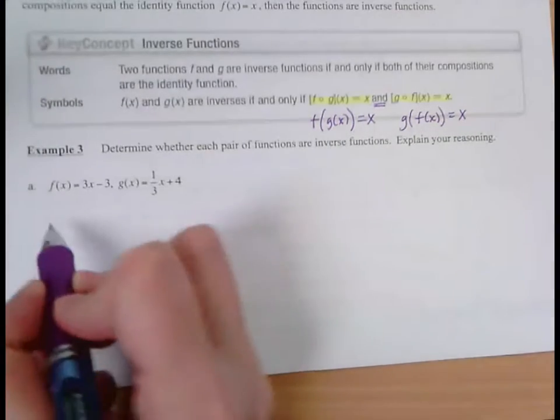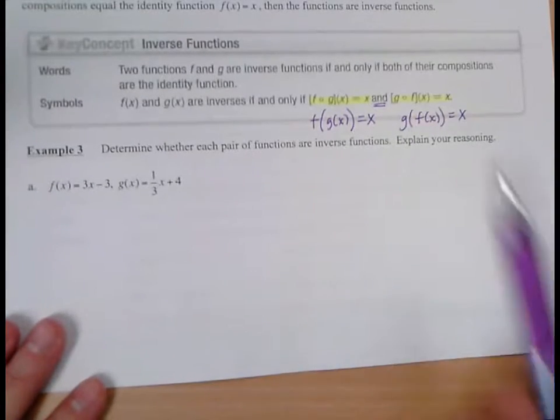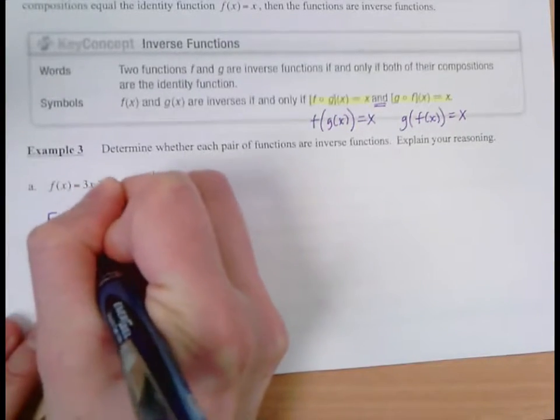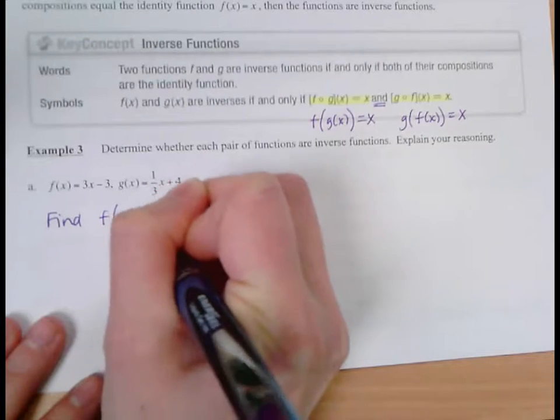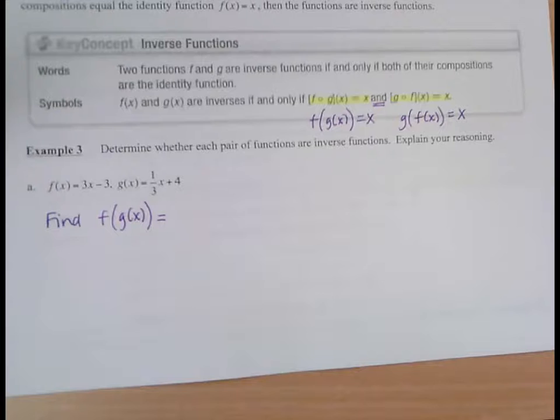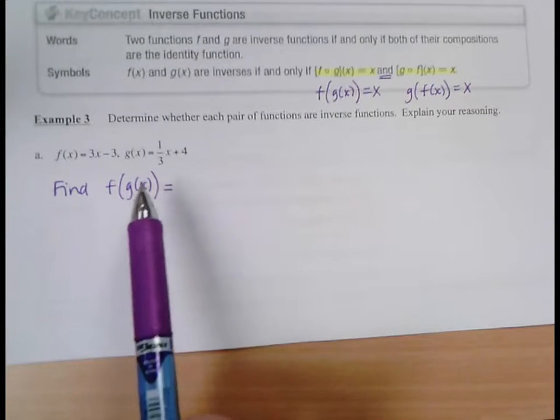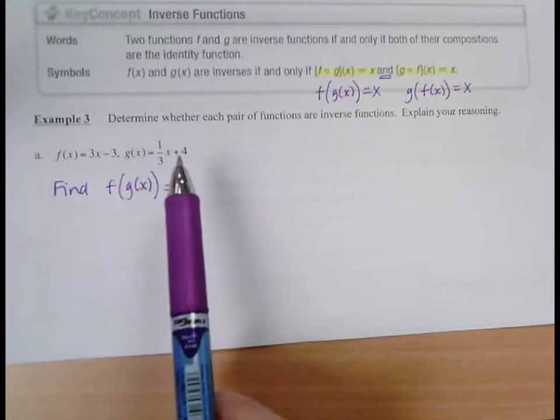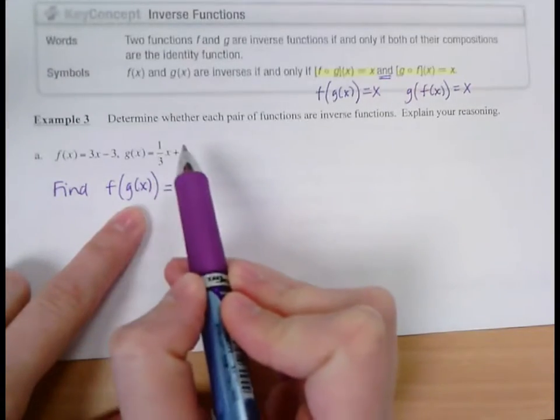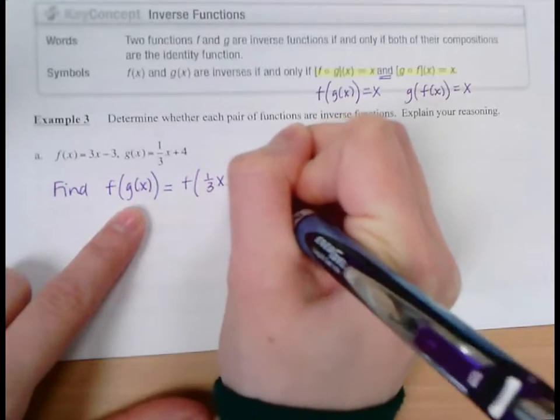So to determine if they're inverses, you want to start by finding one of these two compositions. And it doesn't matter which one. I usually just start out by finding f of g of x. So just find one of the two compositions first. And so this, like I said, is going to be a review of how to do that. So f of g of x means I'm substituting g into f. So I'm going to replace the g of x here with the 1/3 x plus 4. So I'm finding f of 1/3 x plus 4.